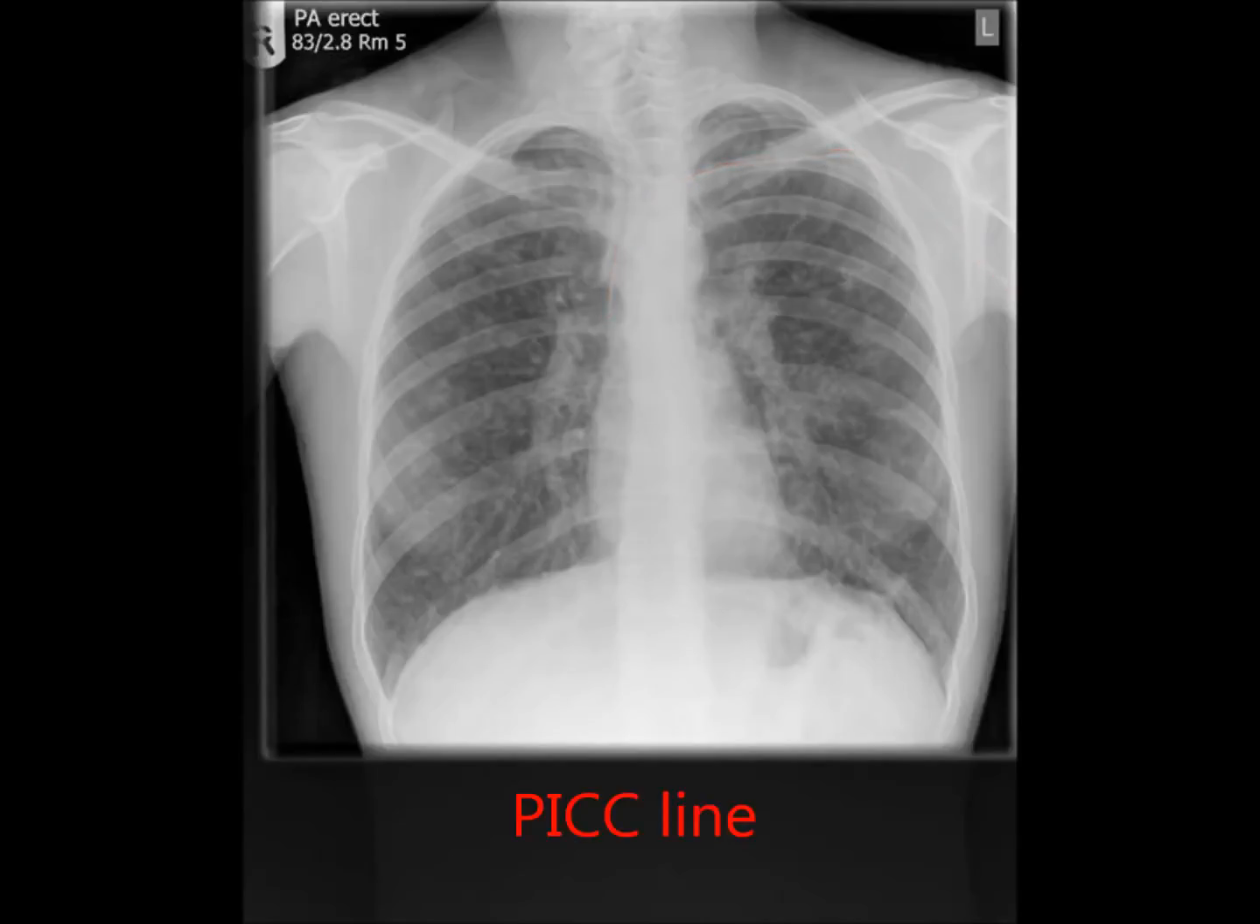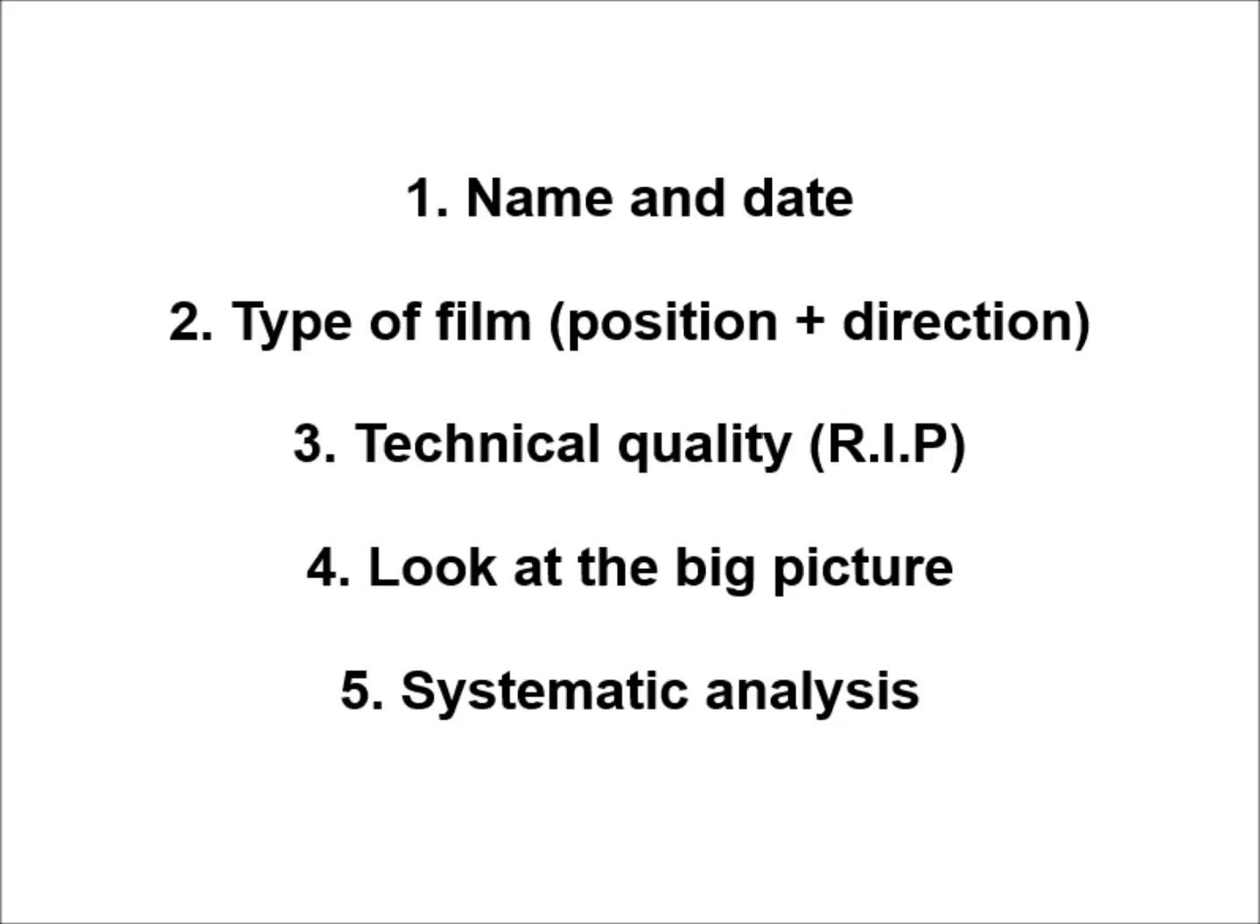Now that you've been through the whole X-ray thoroughly and systematically, it's a good idea to go back through your findings and summarize them in the same order. Remember your steps. 1. Patient's name and the date of the film. 2. The type of film. The patient's position, upright or lying down, and the direction in which the X-ray beam is travelling. 3. The technical quality. Remember RIP: rotation, inspiration, penetration.